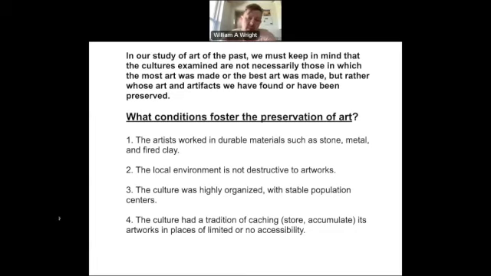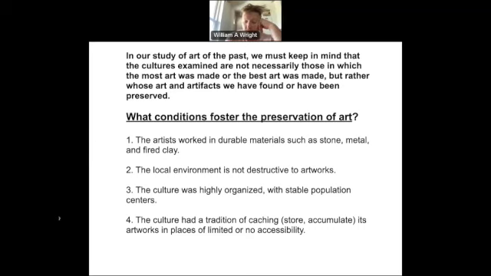Number two, the local environment is not destructive to artworks. So in the Arabian desert, sand and oppressive sunlight and lack of water might destroy certain types of art. Maybe others are preserved. Who knows? We know that up in northern Europe, there's salt and things in the soil that when things were buried, they were preserved, literally encased. Same for ancient amber and things like that. In any case, there are things that set up preservation of art.